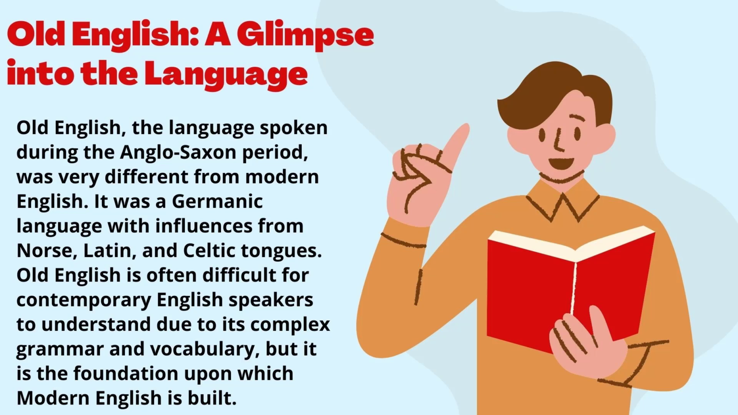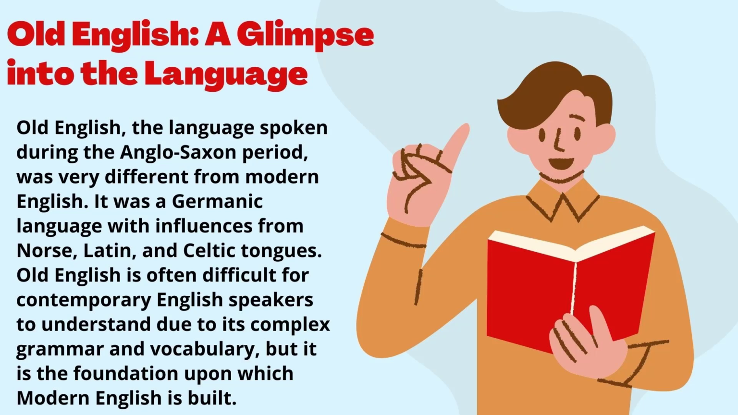Old English, a glimpse into the language. Old English, the language spoken during the Anglo-Saxon period, was very different from modern English. It was a Germanic language with influence from Norse, Latin, and Celtic tongues. Old English is often difficult for contemporary English speakers to understand due to its complex grammar and vocabulary, but it is the foundation upon which modern English is built. Old English had three main dialects.